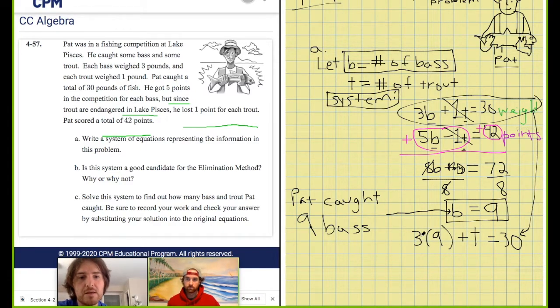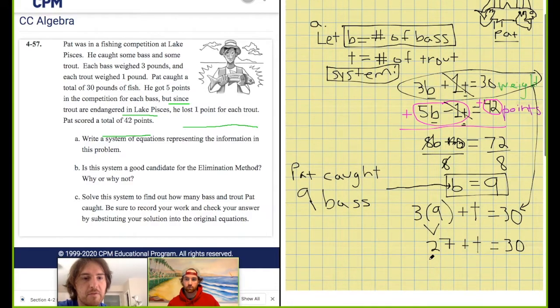So he had 3 pounds per bass. He caught 9 of them. So that means 27 of his 30 pounds of fish are represented through bass. And that means that the final trout, only 3 pounds of which are trout, and remember, trout are just 1 pound each. So if I'm reasoning through it in my head, that means T has got to equal 3. He's got to have 3 trout caught.